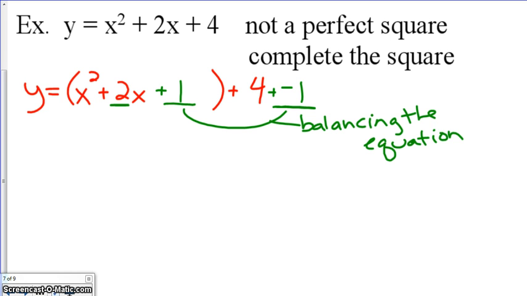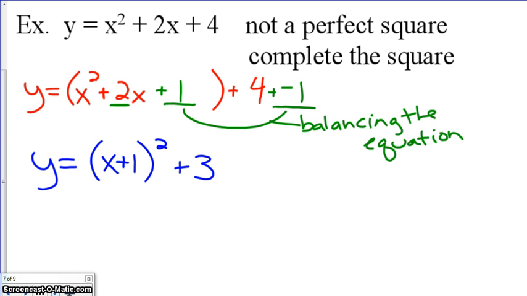Now I can write my equation in vertex form. We already have the y equals. I'm going to factor my x squared plus 2x plus 1 into a quantity squared, so x plus 1 quantity squared, and I just simplify my constant, which is my k value, to plus 3. I now know that my a value is a 1 right here. You don't have to write it there. It can be an imaginary one. My h value is -1, and my k value is 3.